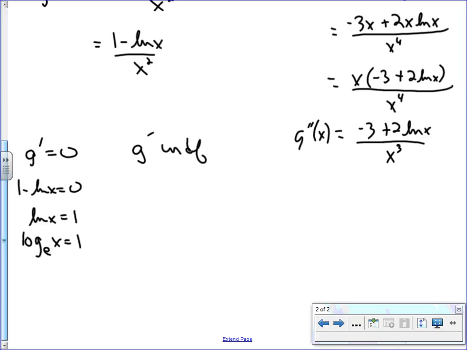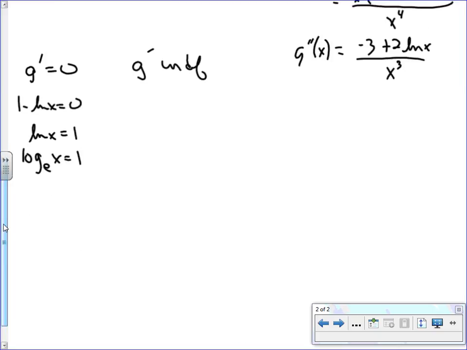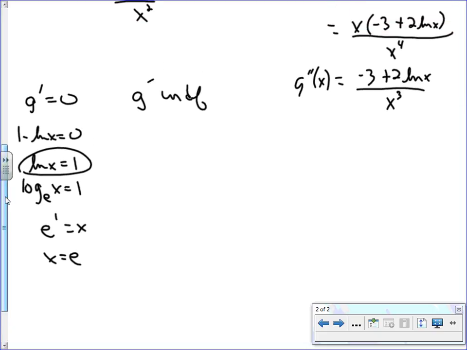What's the base? You guys, come on. I know it's been a while. E to the 1 equals x. Yes? So what's the solution to this? X equals e. Now, in theory, you should have done that faster than that, but now that you know how to get it, next time don't miss it. Yes? Okay. X equals e.